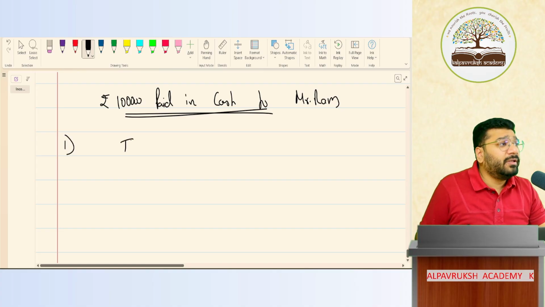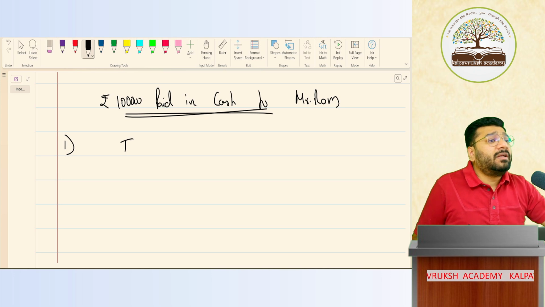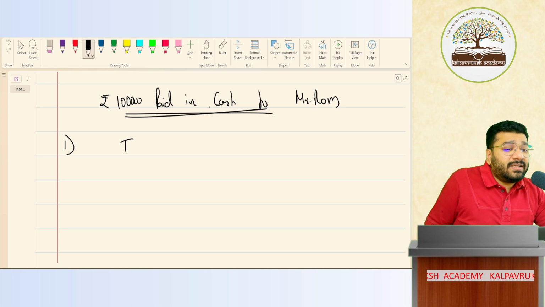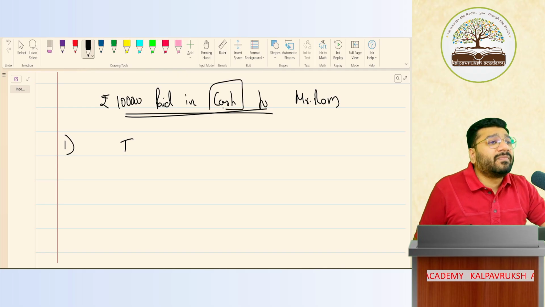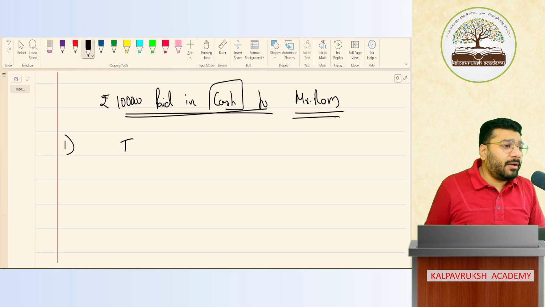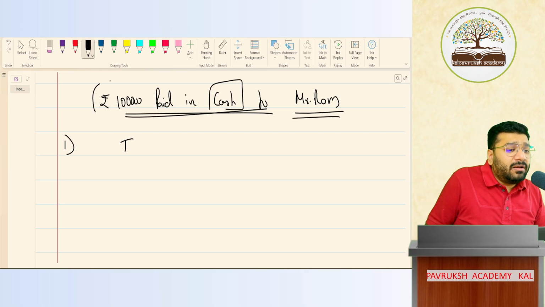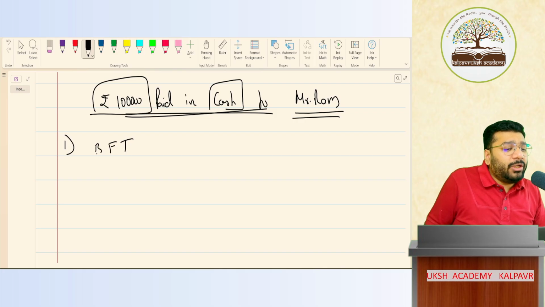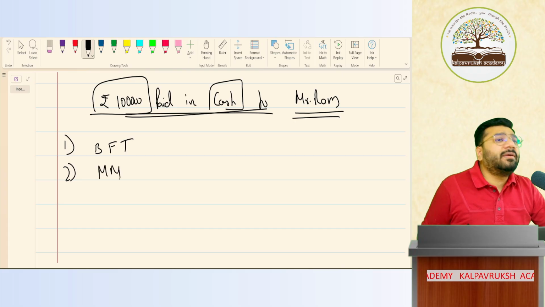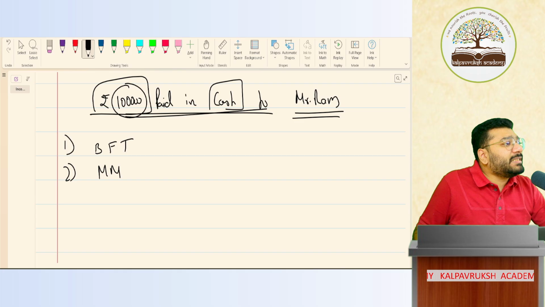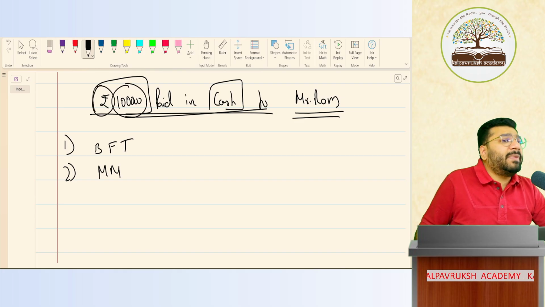First of all, is this a transaction or not? Is it a transaction? Yes, because it involves transfer of funds. So it is a transaction, and this is involving two parties. One is the business, another is the third party Ram. Money is involved, and this is happening in the course of business. So this is BFT. Second, is it measured in terms of money? Yes, 1 lakh is measurable, and that too it is in INR. It is measured in terms of money.